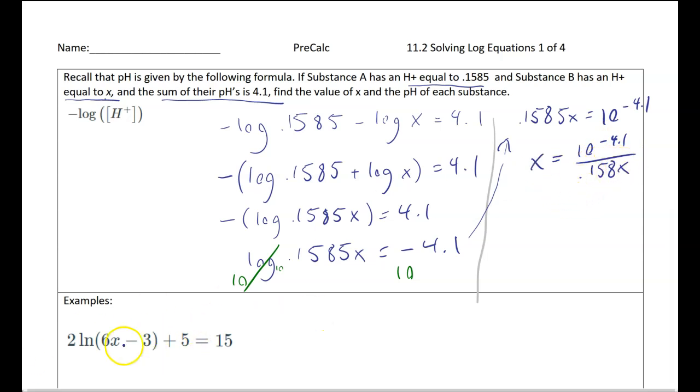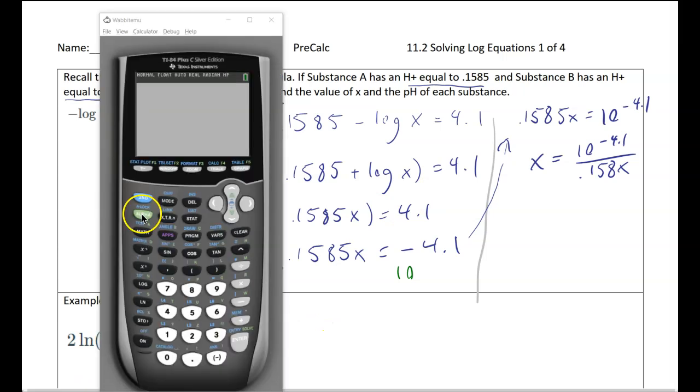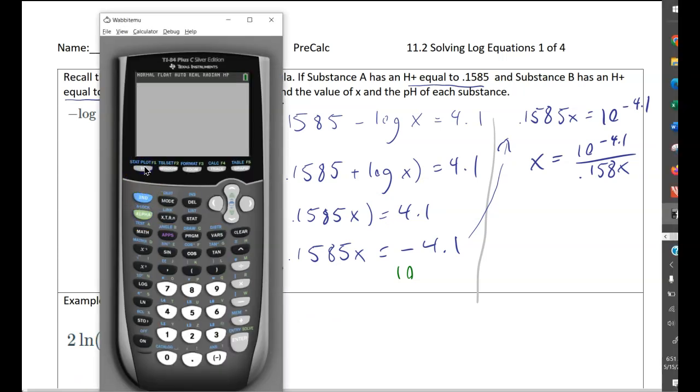So notice I didn't reach for my calculator until now, and if I want to, I can use my fraction function and just type it in exactly how it appears, right? So I can be like 10 to the -4.1 over 0.1585x, right? And I get this very small number.